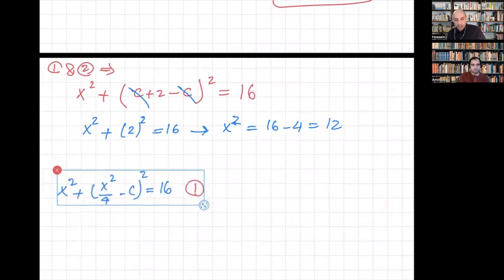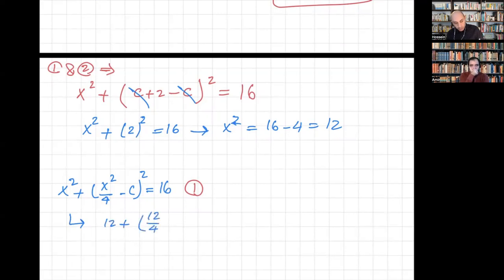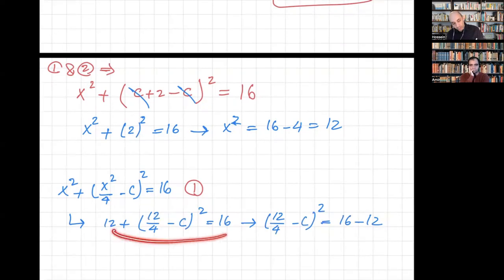So in this equation, I have obtained x squared. If I replace it, I can get the value for c, which I was looking for originally, right? So x squared is 12, so 12 plus 12 divided by 4 minus c squared equals 16. Then I have 12 divided by 4 minus c squared equals 16 minus 12. So I moved this 12 to the other side of the equation and changed the sign.